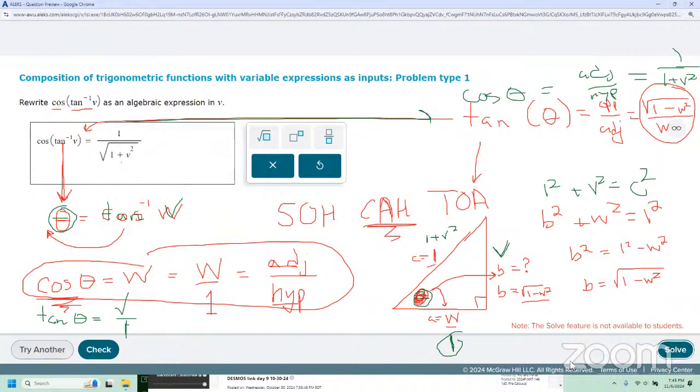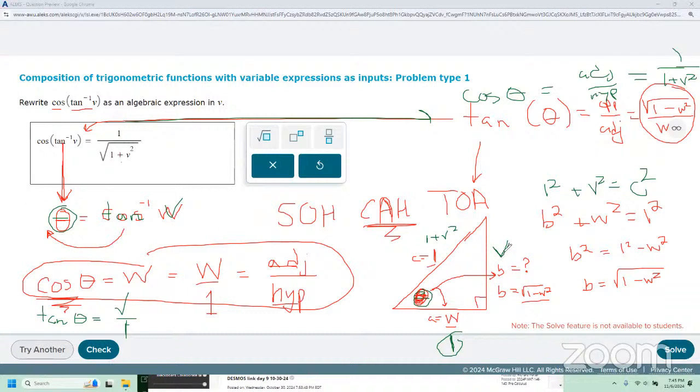Uh-oh. Where did I screw up? Tangent is opposite over adjacent. Oh, I forgot to take the square root. It's the square root of 1 squared plus V squared. Oh, sorry about that.